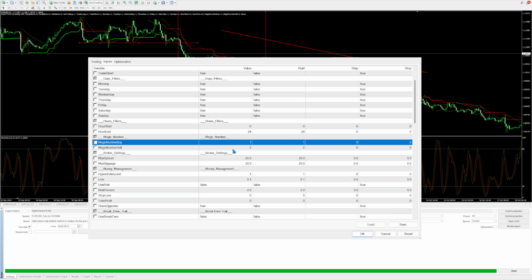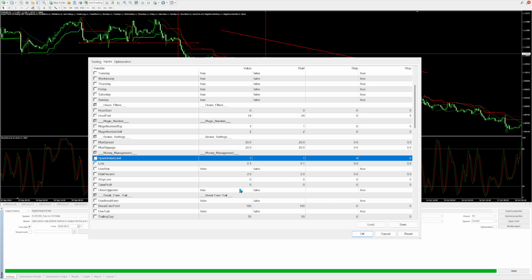Magic number, so this is the order ID set to 1 and 2 by default. This is handy if you're running other expert advisors on the same platform and you want to differentiate the trades between them so they don't clash. Maximum spread, maximum slippage. Okay, the EA will not place trades or send signals if the spread or slippage are greater than these values, just there to avoid unfavorable market conditions.